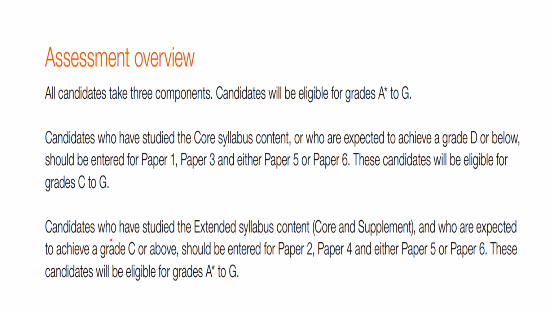So candidates who have studied the extended syllabus content, core and supplement, and who are expected to achieve a grade C or above should be entered for paper 2, paper 4 and either paper 5 or 6. These candidates will be eligible for grades A star to G. It is very important to remember that extended students must study the full course syllabus as well.